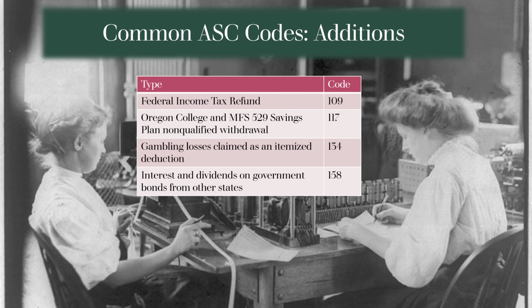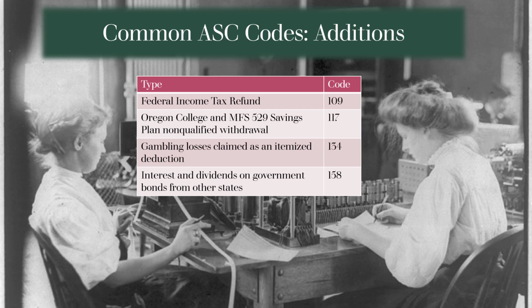This is income that was not federally taxable, but will be taxable to Oregon. First is the federal income tax refund, Code 109. Because we get to deduct the federal income tax liability based on the amount filed with the federal return, if there was a later adjustment that resulted in a lower federal tax liability and the taxpayer received a refund, they would need to claim that as an addition to Oregon in the next year. Otherwise, the taxpayer would receive a tax benefit for an amount they ultimately did not pay.